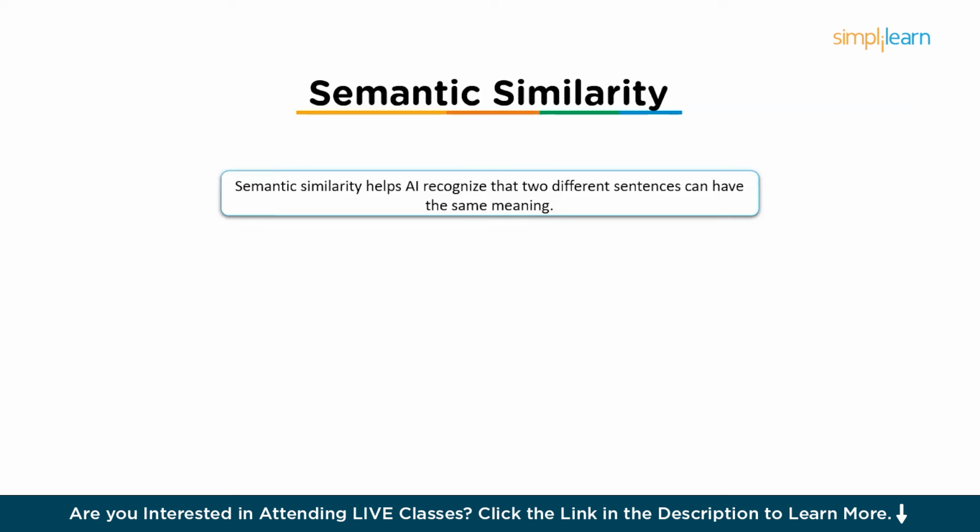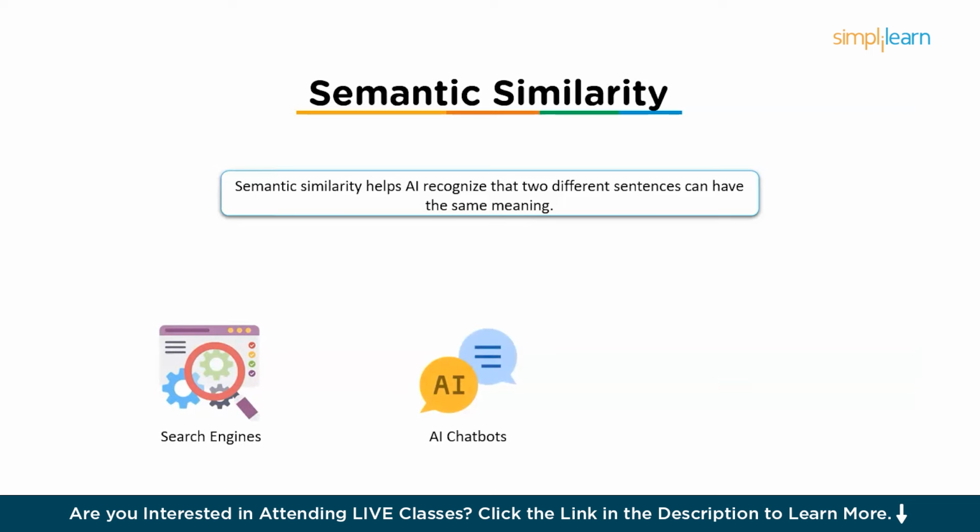Now the question comes where it is used. It is used in search engines, that is, Google finds related info. Then it is used in AI chatbots, that is, understanding what users mean. It is also used in plagiarism checkers, that is, detecting similar content even when reworded. So now we will see all this in action.